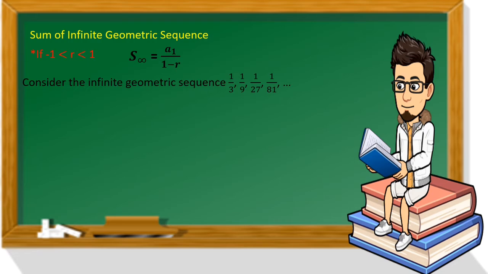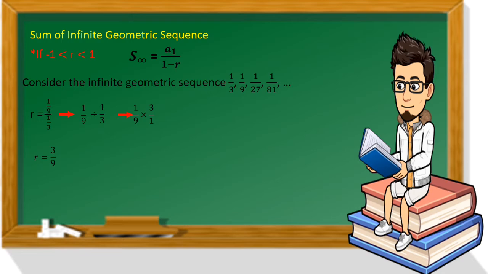First, we're going to identify the value of our common ratio by dividing a sub 2 by a sub 1, or 1/9 divided by 1/3. In dividing fractions, first we need to get the reciprocal of the divisor and then proceed to multiplication. So we have 1/9 times 3 over 1. Let us now multiply the numerators, 1 times 3, and the denominators, 9 times 1. So we have r is equal to 3 over 9.